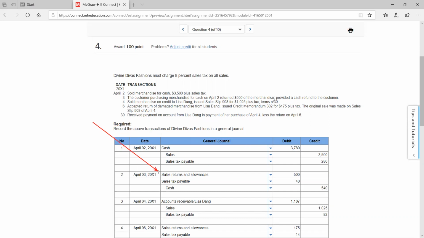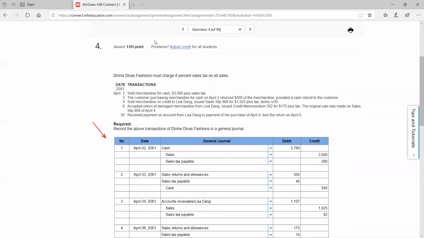The sales return of the actual merchandise is 500, and then 8% of that is 40. We have to also give them back their sales tax. So we debit the returns and the sales tax payable for both the merchandise and the 8% sales tax, and then we have to credit the cash back of $540.